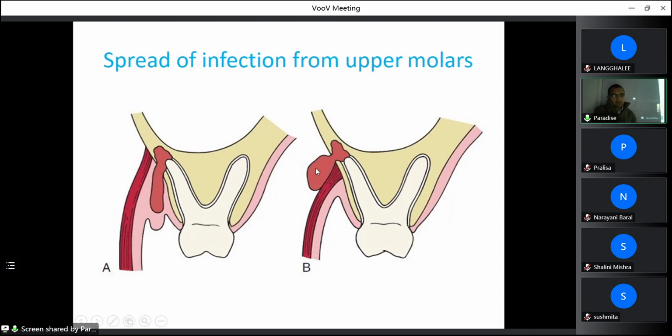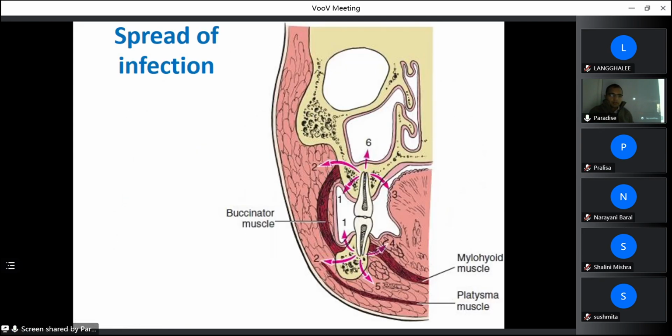If the cortical perforation takes place above the attachment of buccinator muscle, then it will lead to buccal space infection. So which space infection will happen also depends on the attachment of muscles. Now again, the spread of infection. See, there are multiple possibilities.